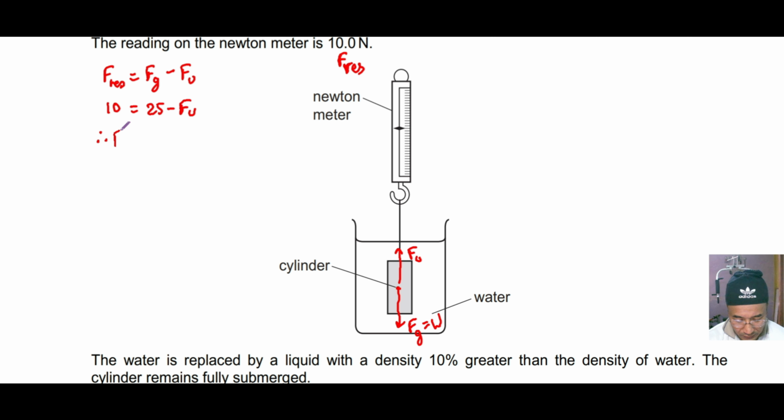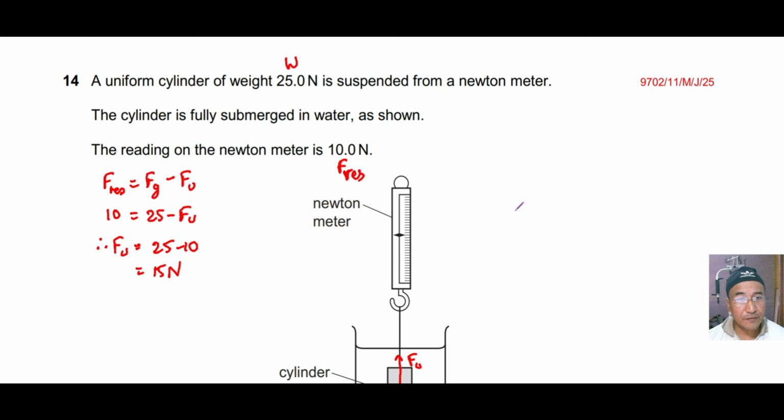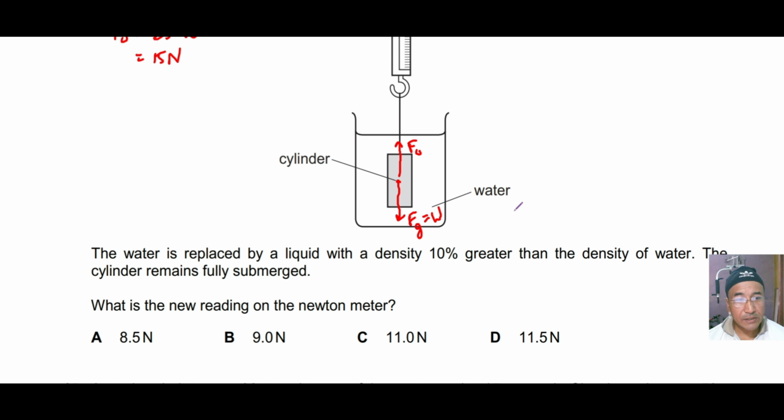So therefore the upthrust right now is equal to 25 minus 10, and that's equal to 15 Newton. So here the upthrust force is equal to 15 Newton according to the two data that are given to us. Now the water is replaced by a liquid with a density 10% greater than the density of water. So water is being replaced by another liquid whose density is 10% more than the water.